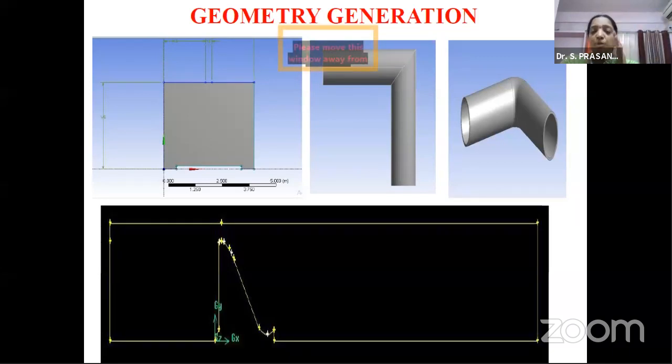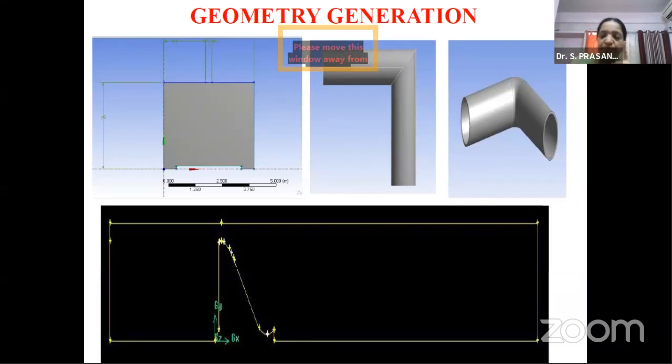Now coming to the geometry, one way is that you create your geometry in 2D or 3D in AutoCAD, and then import that file into ANSYS, which is called ANSYS Workbench, as a geometry file, and then you can apply your meshing and other processing.